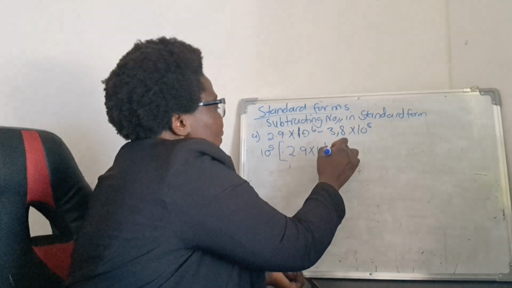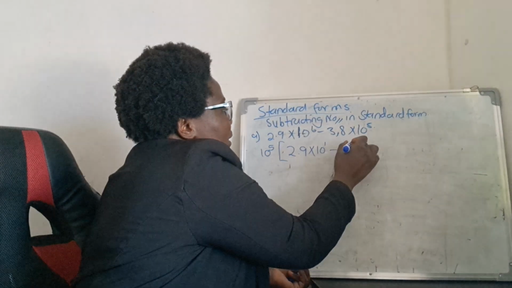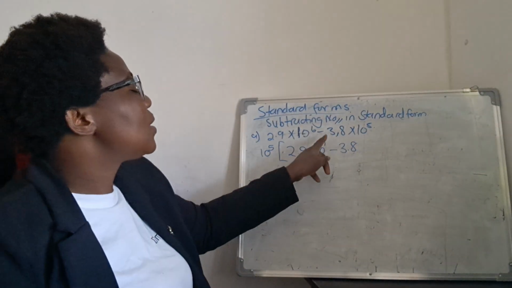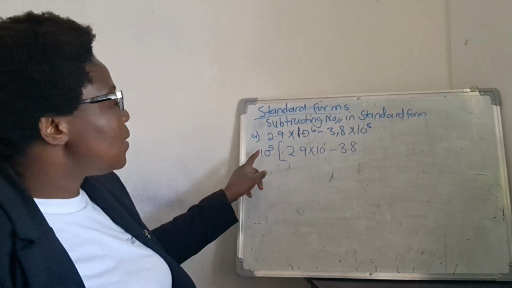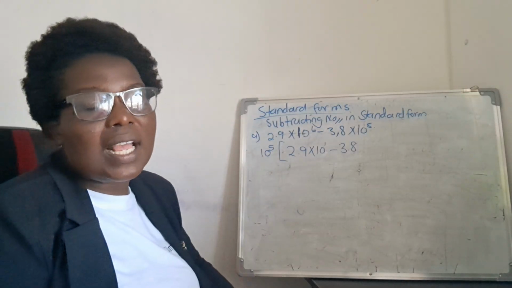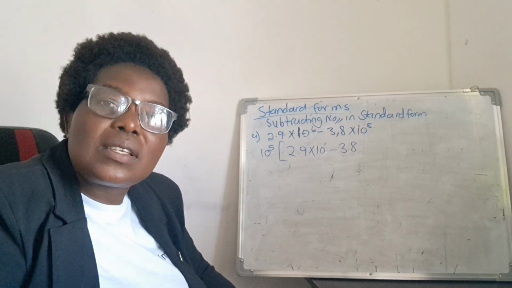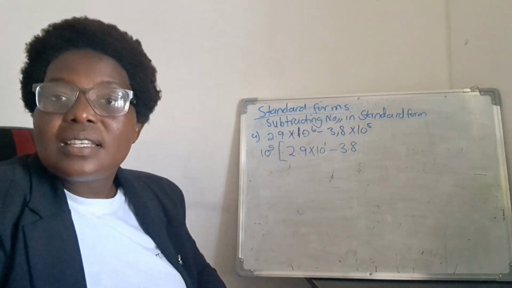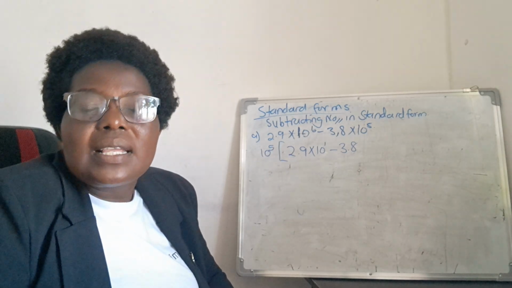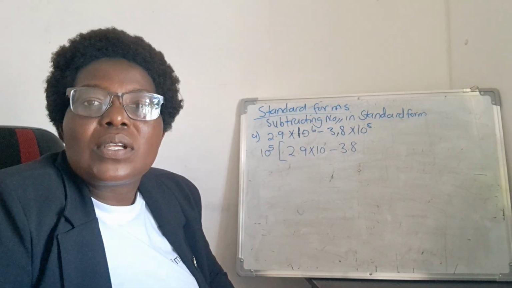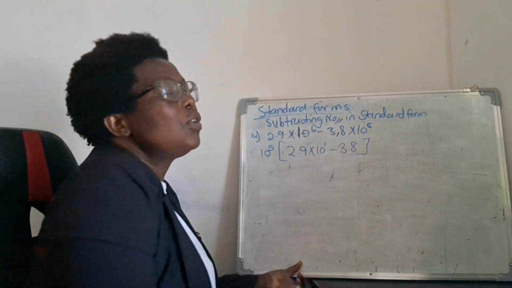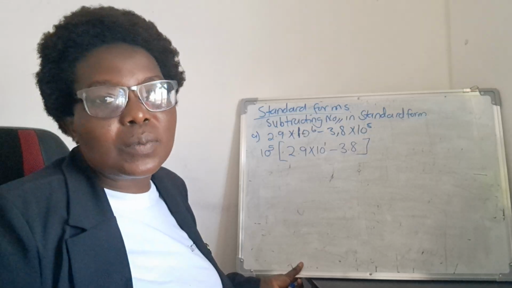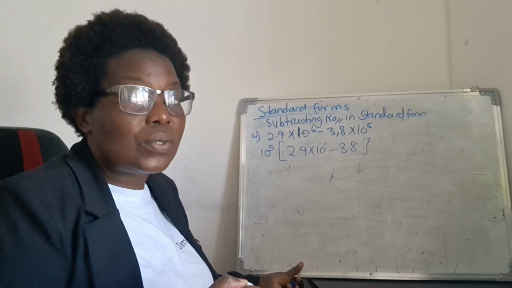Then we also have 3.8. Why? Because 10 to the power of 5 divided by 10 to the power of 5 gives us 10 to the power of 0, because 5 minus 5 is 0. But any number raised to the power of 0 is 1. It's a rule that you need to know. If you have missed the exponent rules, please revisit those rules.